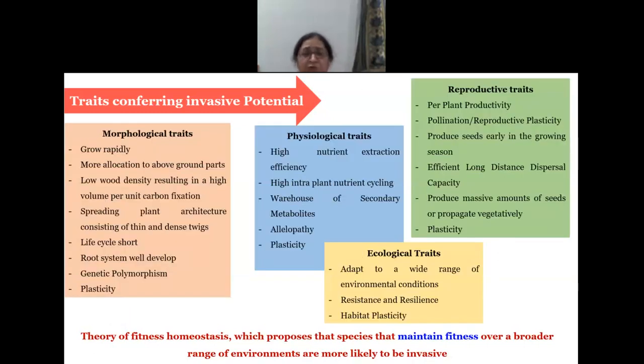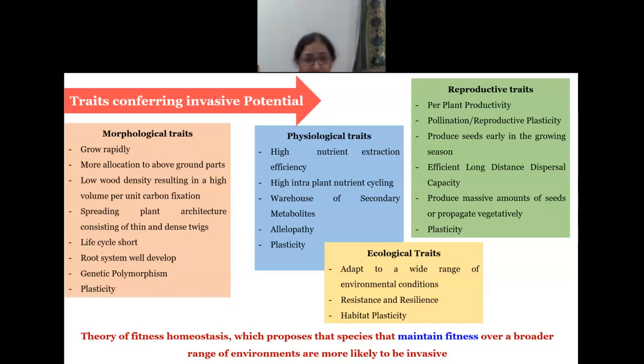So if we see the morphological traits, what are these traits which make a plant stronger in a new area? So here comes their growth, which is rapid. It means they need less time to develop. They allocate more of their metabolites to the above-ground parts, so that they can get the maximum amount of sunlight that increases their metabolic processes. At the same time, they have low wood density, resulting in high volume per unit carbon fixation. Low density means mass is more, and they have more capacity for photosynthesis and the rest of the biochemical processes.